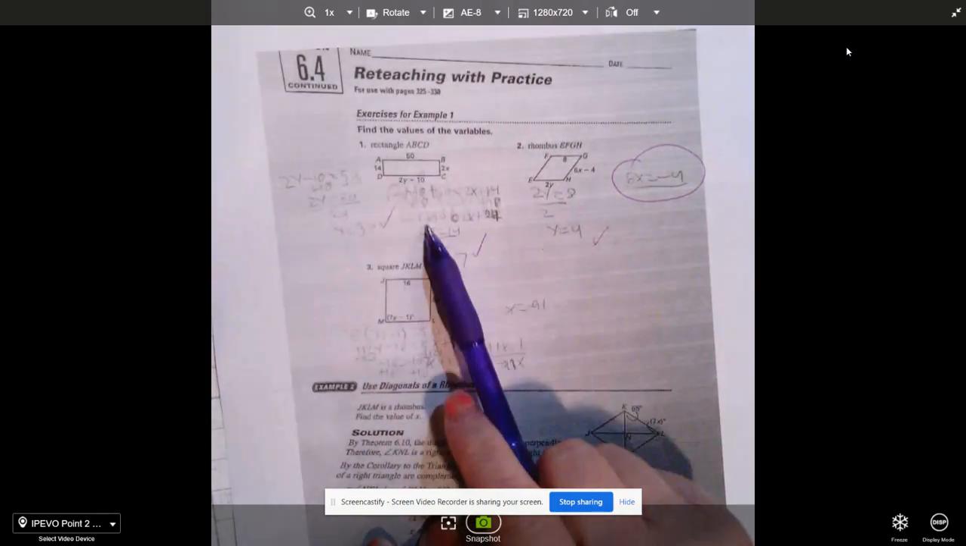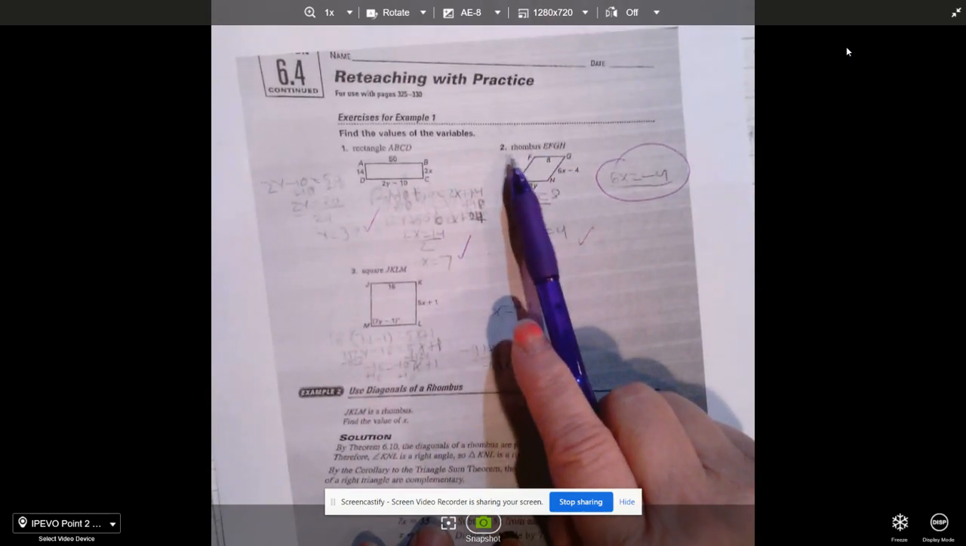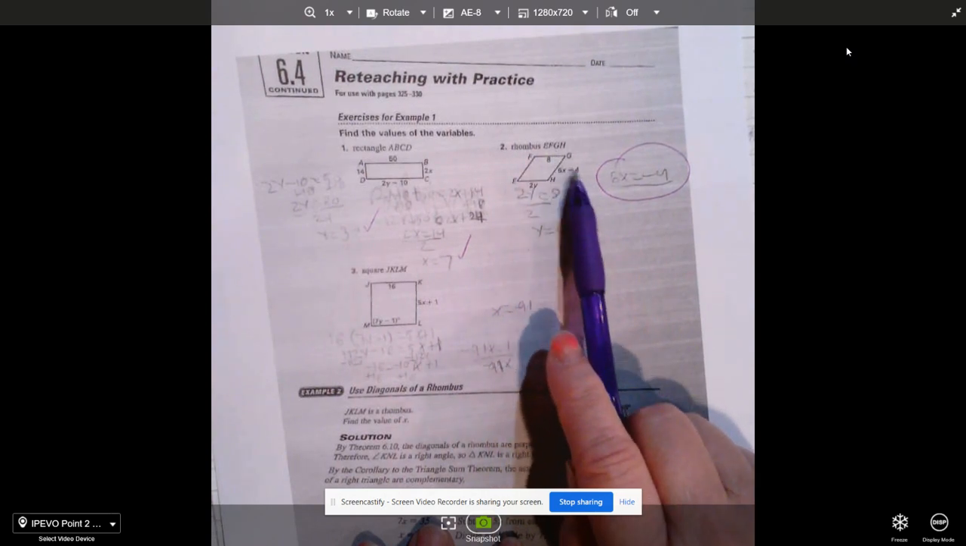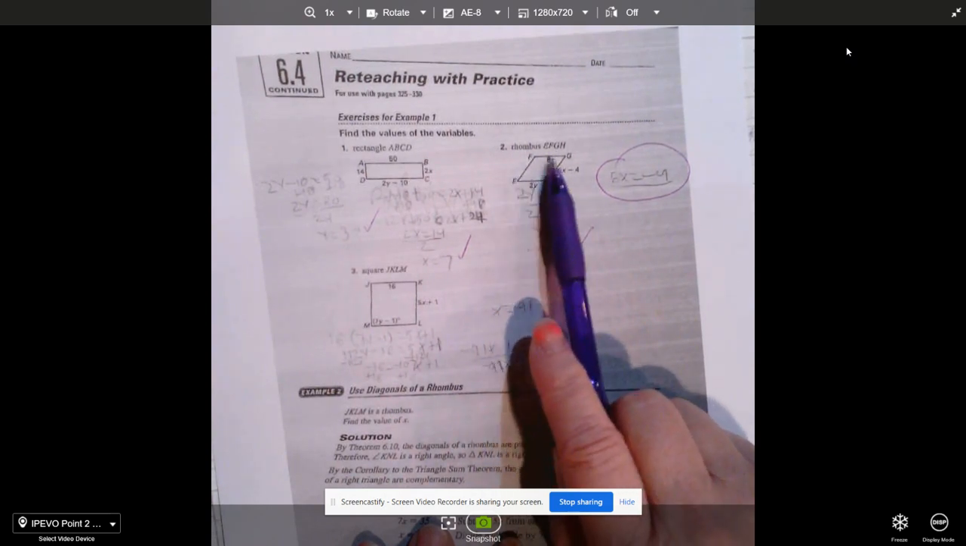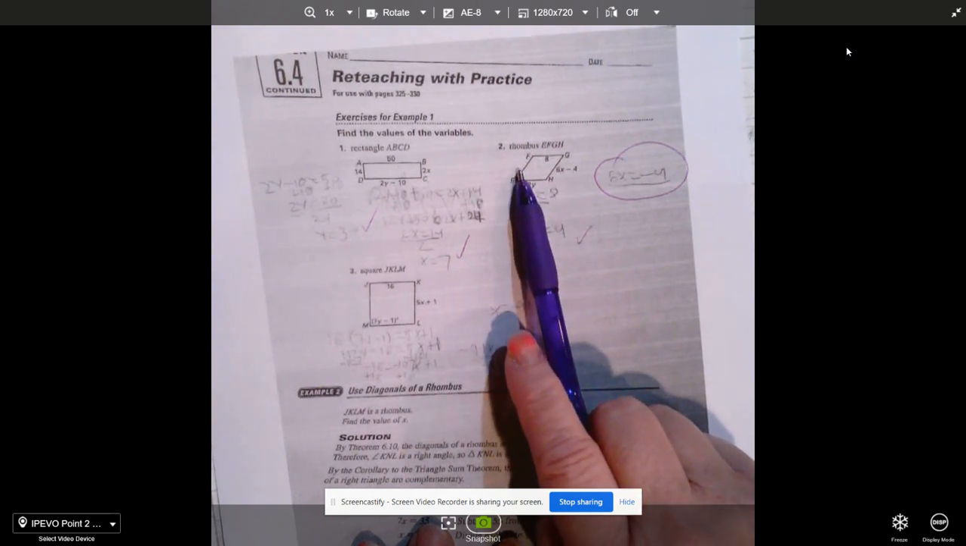So, number one, completely correct. Number two, it's a rhombus. So, remember what you know about a rhombus is that all these sides have to be the same. So, if this one is 8, this one is 8, this one is 8, and this one is 8.